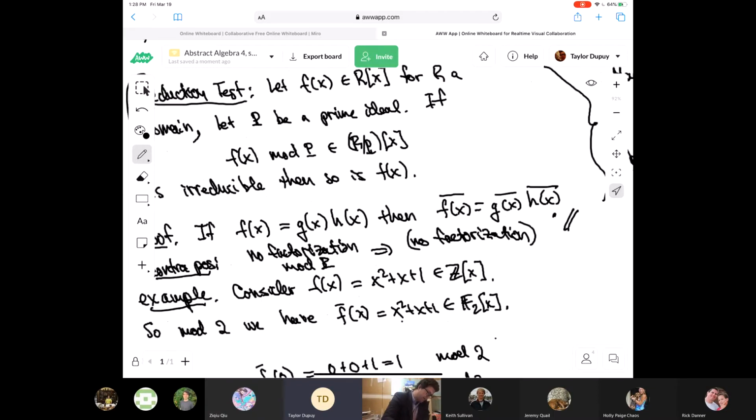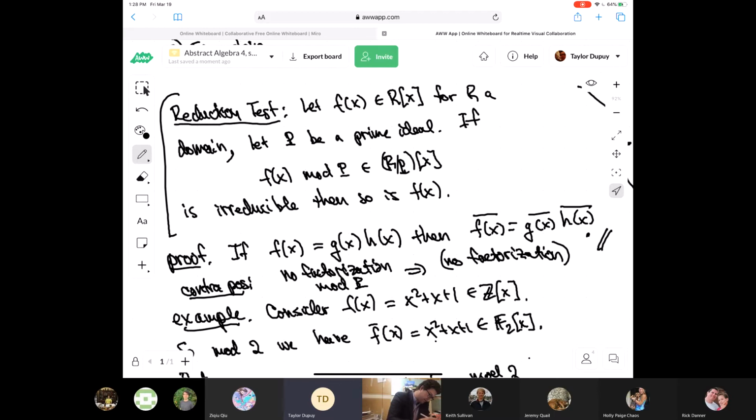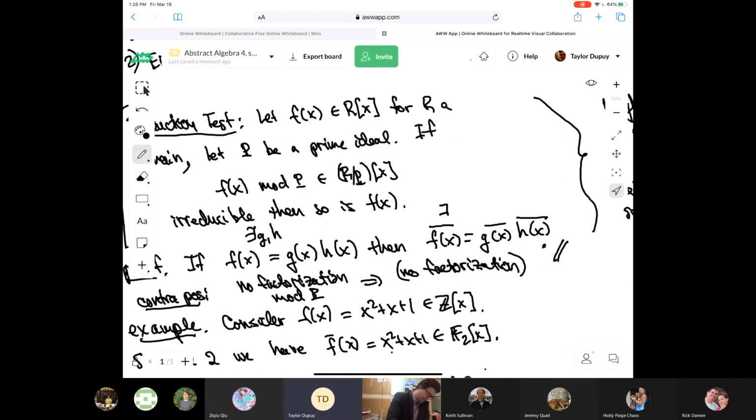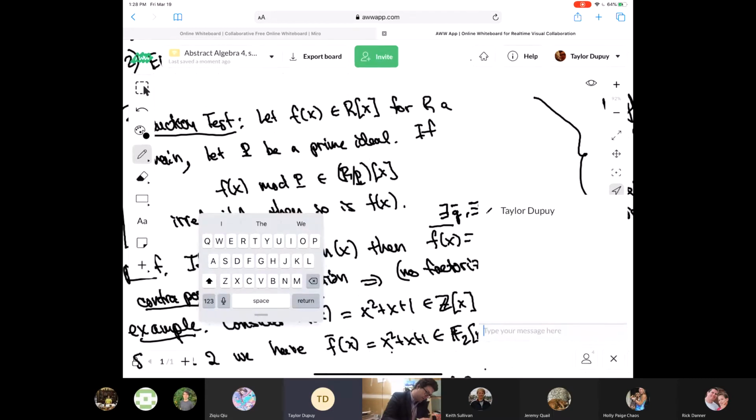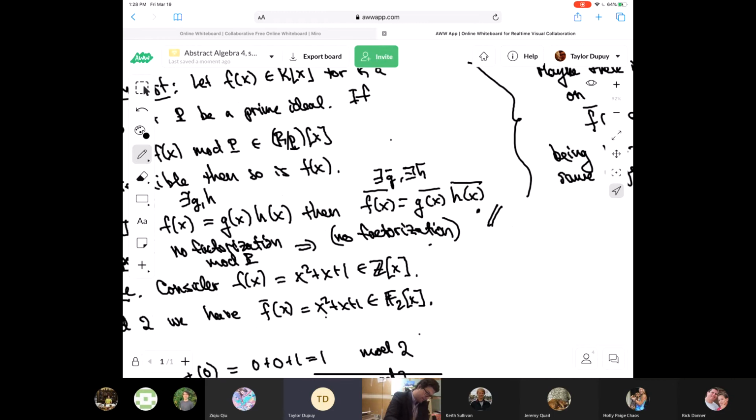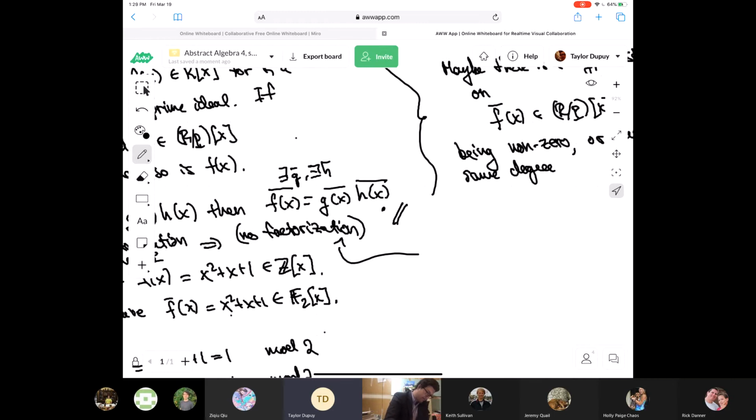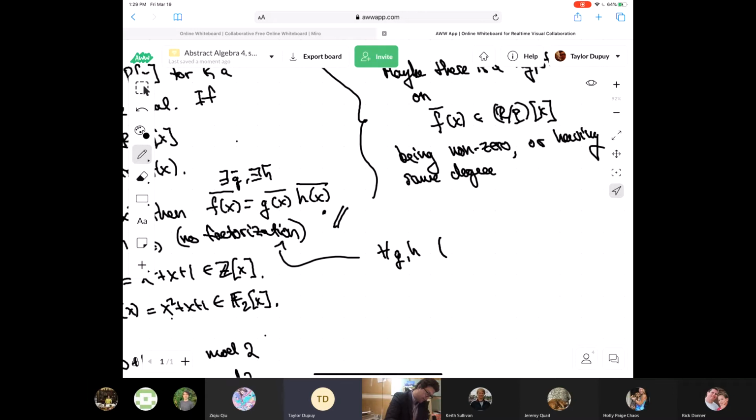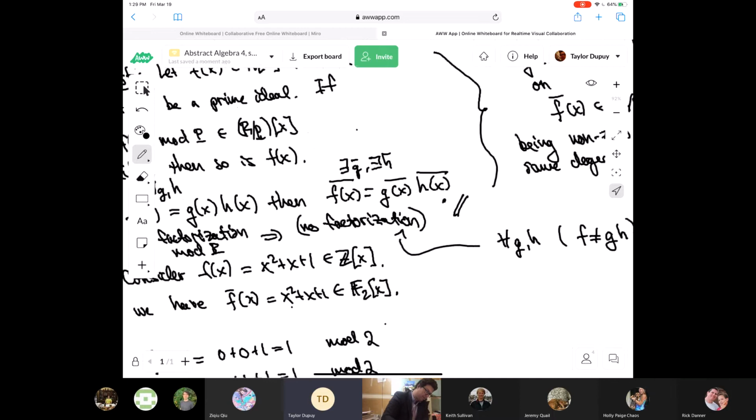Okay, so this statement is that there exists a g and there exists an h, and then this is saying there exists a g bar and there exists an h bar. And this no factorization statement is really saying, for all g and h, that f is not equal to g times h, right?